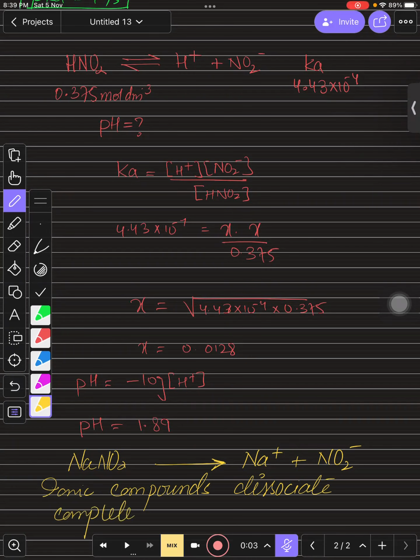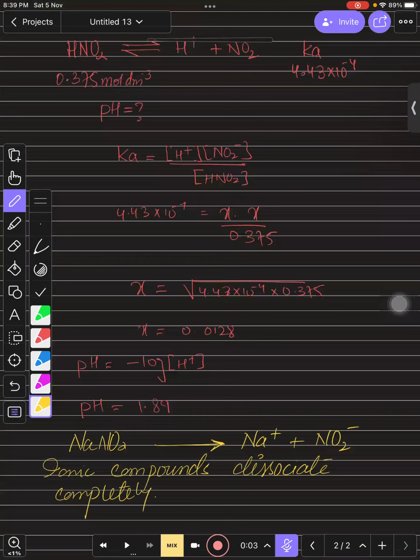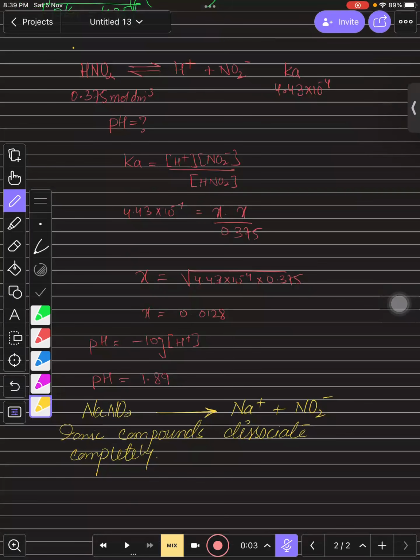When they dissociate completely, they will definitely produce more ions. If you focus there, HNO2 dissociated, you had 0.375 mole per decimeter cube, and you will have 0.0128 concentration of NO2. For suppose you had 0.1 NaNO2, then NO2 would also be 0.1.